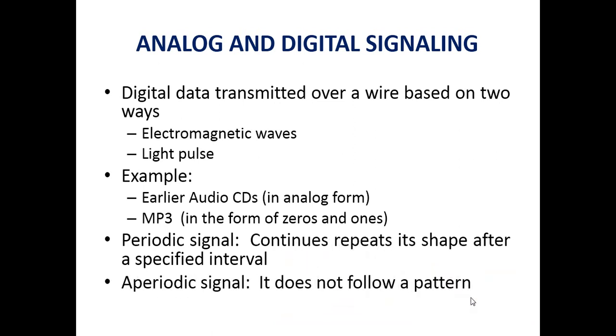Aperiodic signaling. In an aperiodic signal, it is very hard to determine the pattern in advance. And this is an example of an aperiodic signal. We cannot determine the exact shape after a specific interval or pattern. That is an example of an aperiodic digital signal and an aperiodic analog signal.